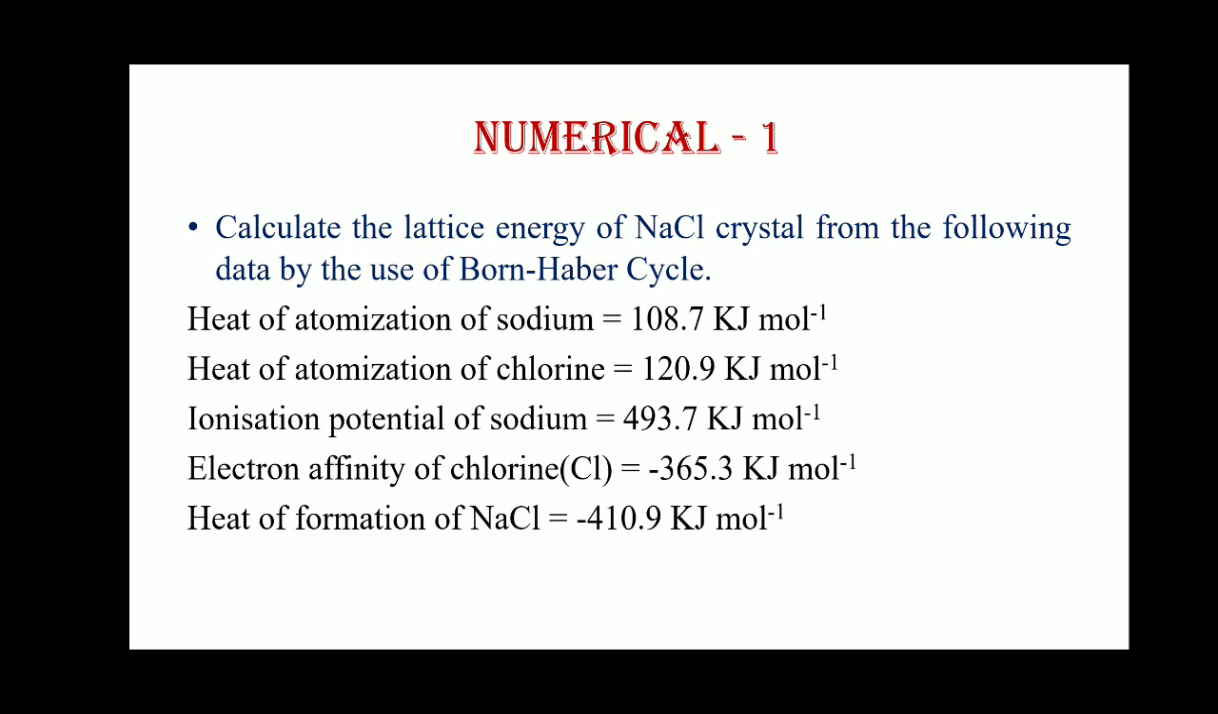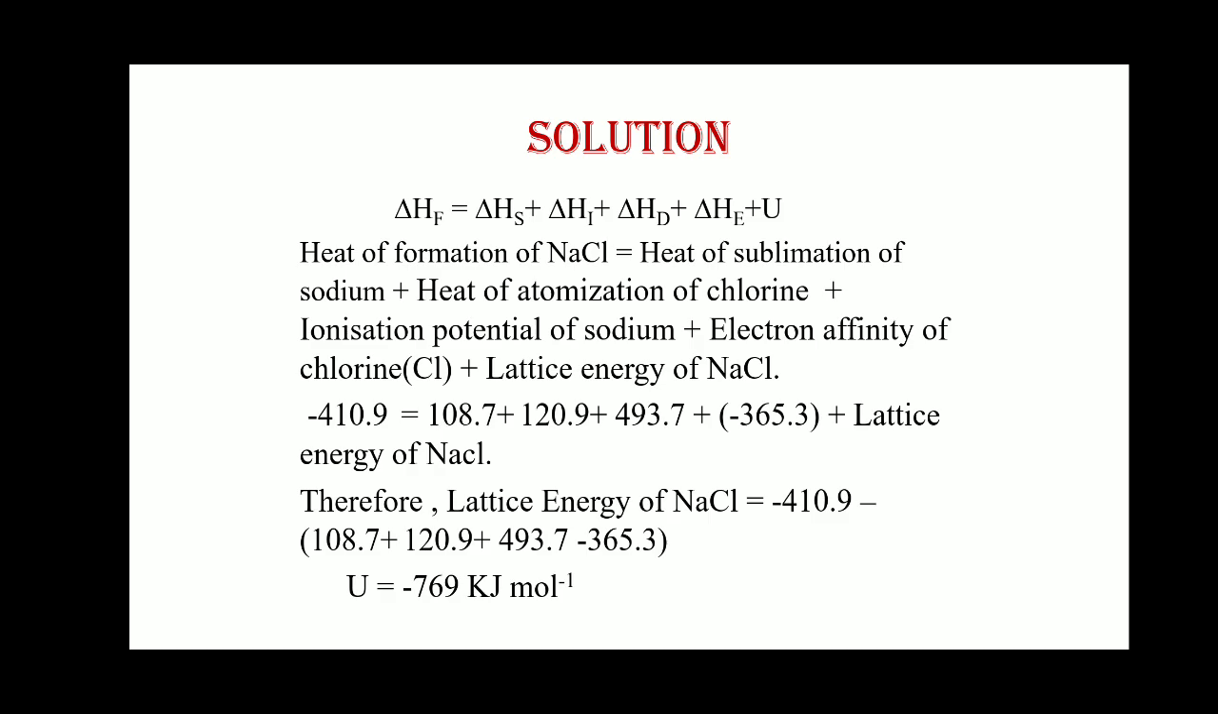Now what do you mean by this? Heat of atomization of sodium. How do we calculate the lattice energy from this data? In the last lecture, what did we discuss, what is the equation used to calculate the lattice energy? According to the Born-Haber cycle, now this is the solution. According to the Born-Haber cycle, delta HF is equal to delta HS plus delta HI plus delta HD plus delta HE plus U. This is the equation that we got from the Born-Haber cycle.